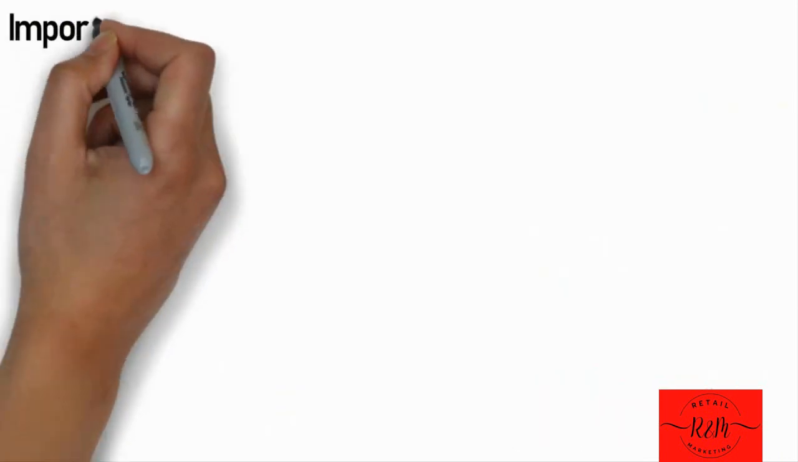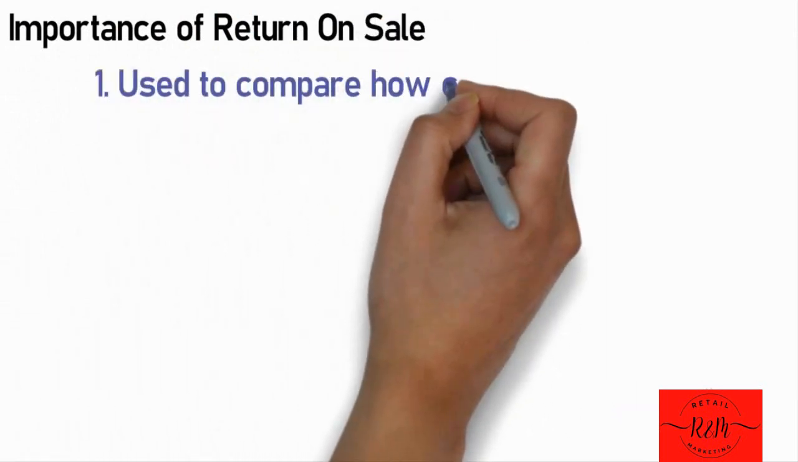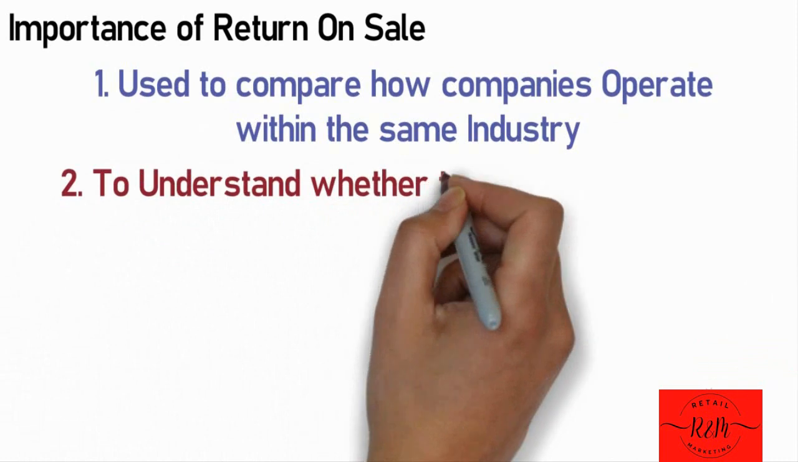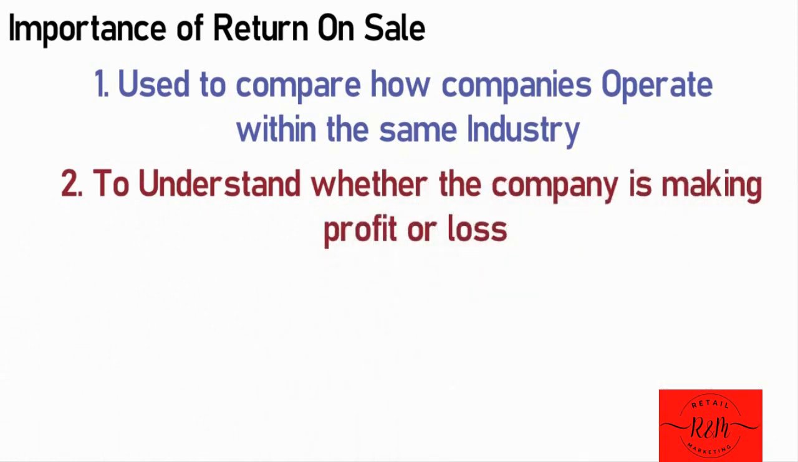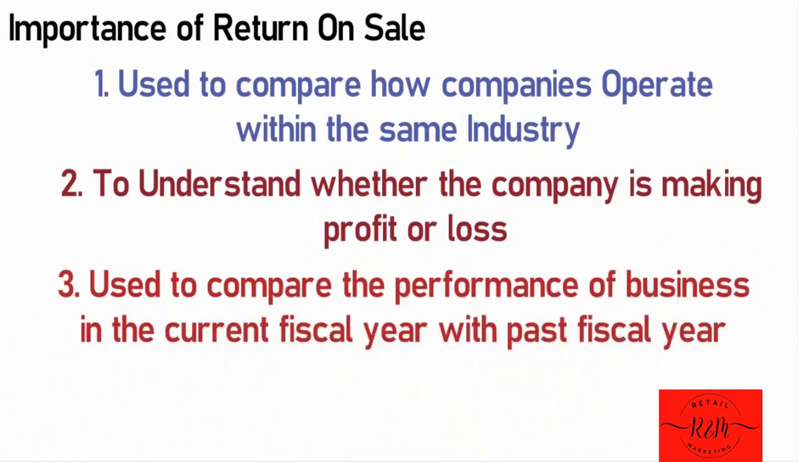Now let us understand why return on sale is such an important metric in business. Firstly, the return on sale is used to compare how companies operate within the same industry. Also, return on sale is used to understand whether the company is making profit or loss. And finally, return on sale is used to compare the performance of the business in the current fiscal year with the past year. This will help the company to analyze the progress of the business.